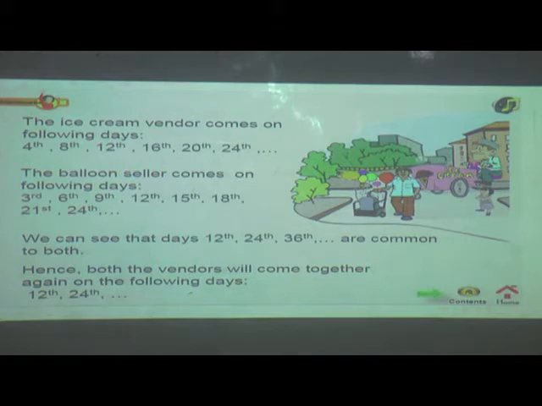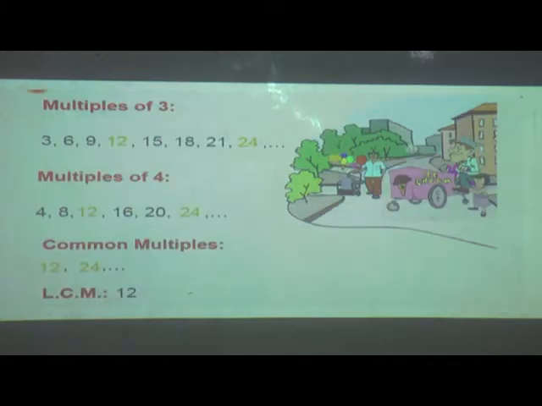So let us see the next one. See here, multiples of 3, then multiples of 4, then common ones 12 and 24. In this way we have found the least common multiple of the numbers 3 and 4. 12 and 24 are the common multiples. Out of this, which is the least one? We have the least one as 12. So 12 is the least common multiple.